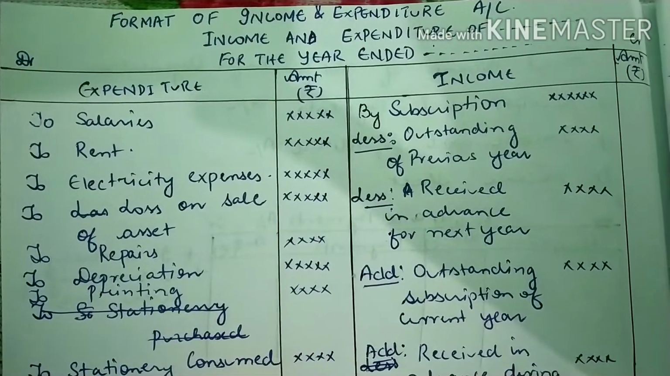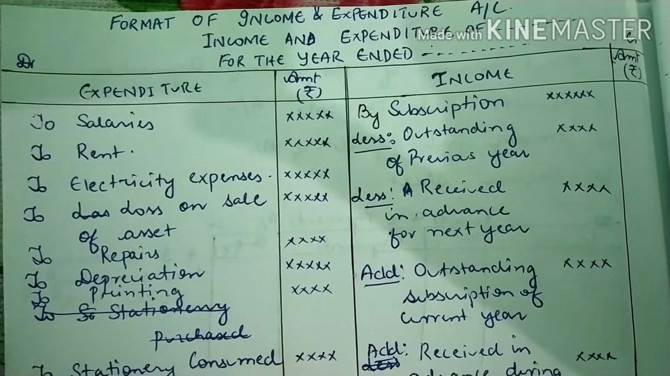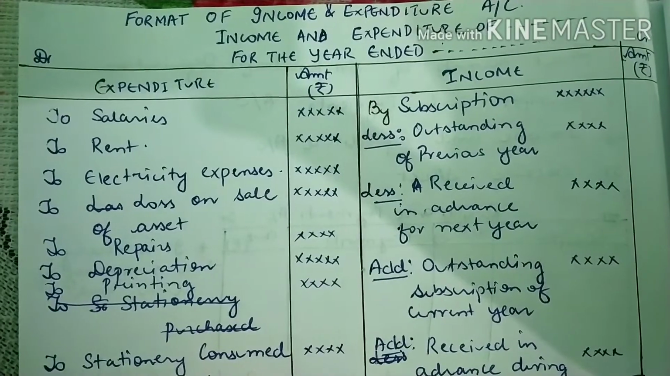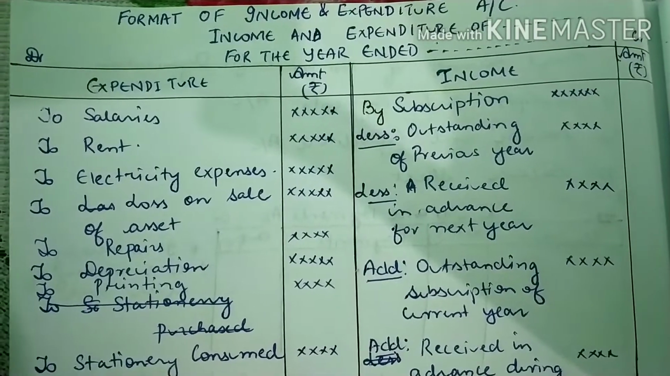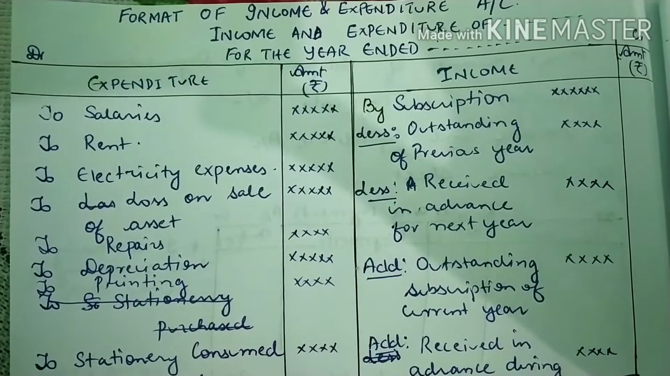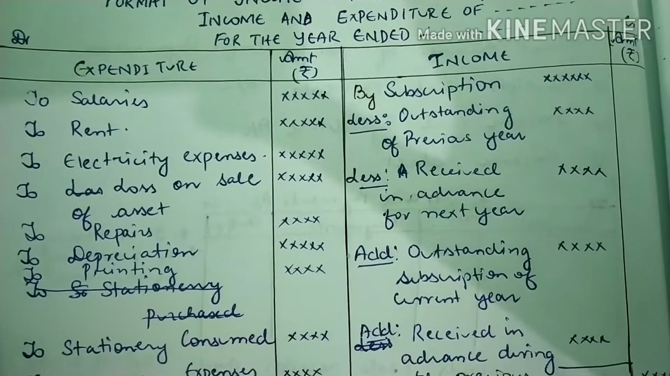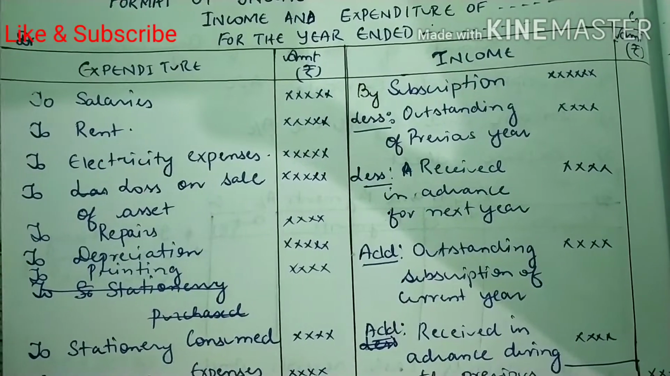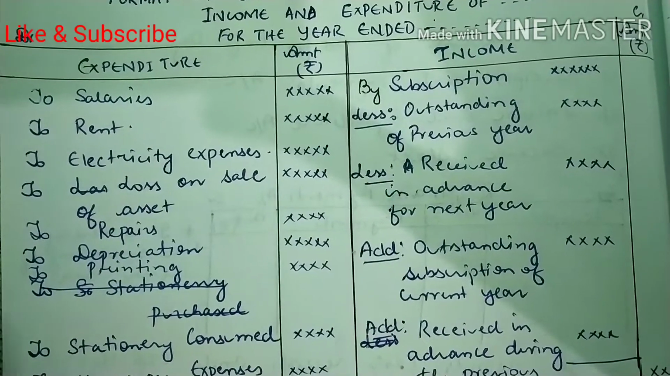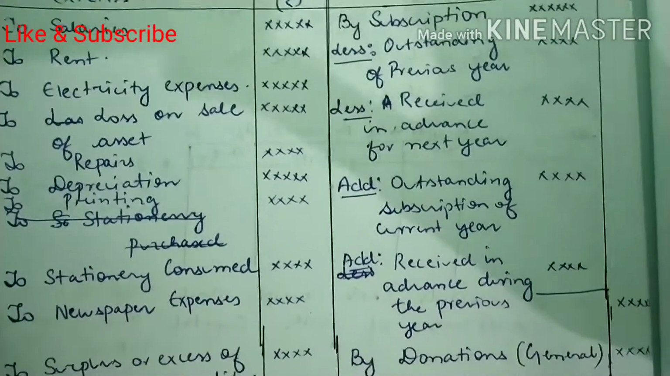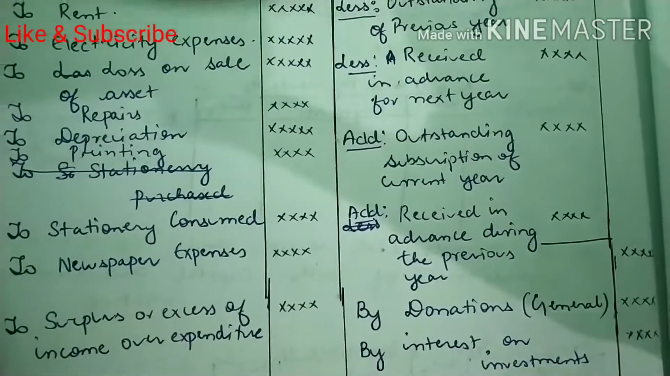This is a rough sketch of income and expenditure account. As you can see here, on the debit side of income and expenditure account we have the expenditure, and on the credit side we have the income. So as you can see, in the expenditure side we have salaries, rent, electricity expenses, loss on sale of assets, repairs, depreciation, etc. And on the income side we have subscription, then we have donations, that is general donations.